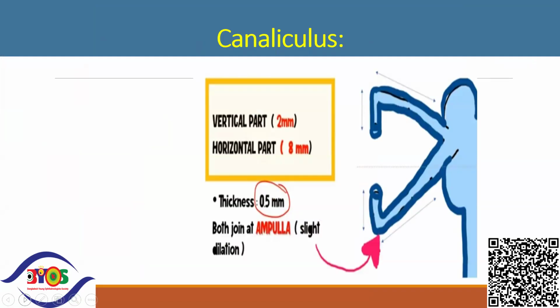Now comes the second part, which is the canaliculus. It has a vertical part which is 2 mm and a horizontal part which is 8 mm, both joining at the ampulla, which is slightly dilated. The thickness of this canaliculus is only 0.5 millimeter.